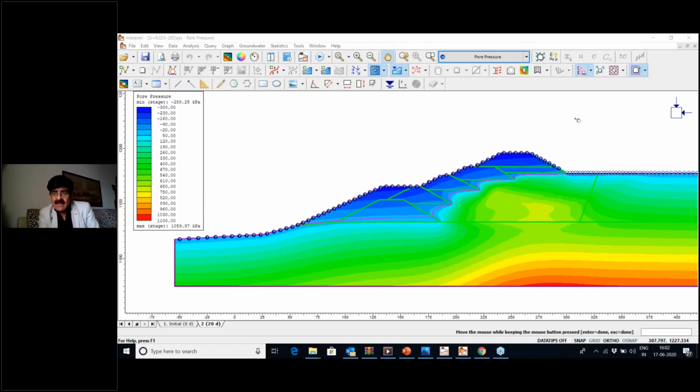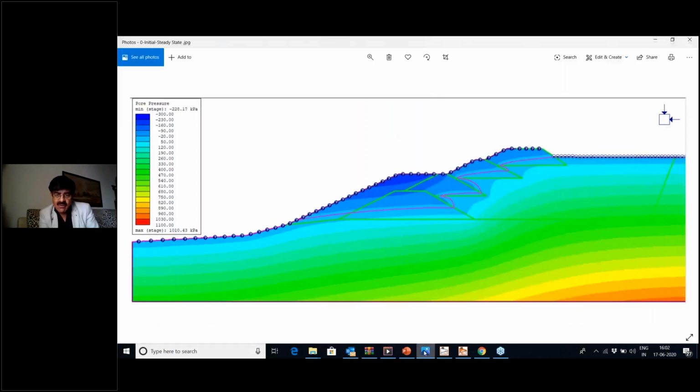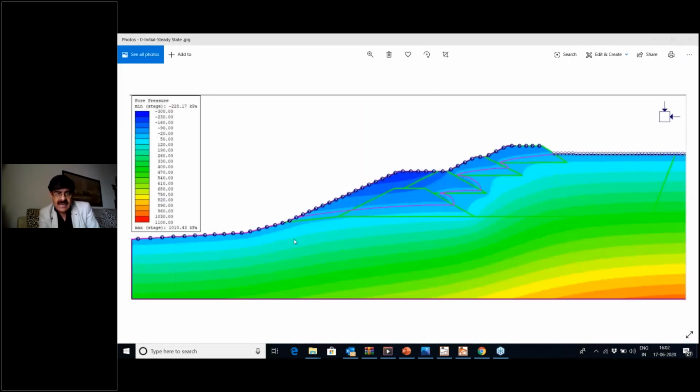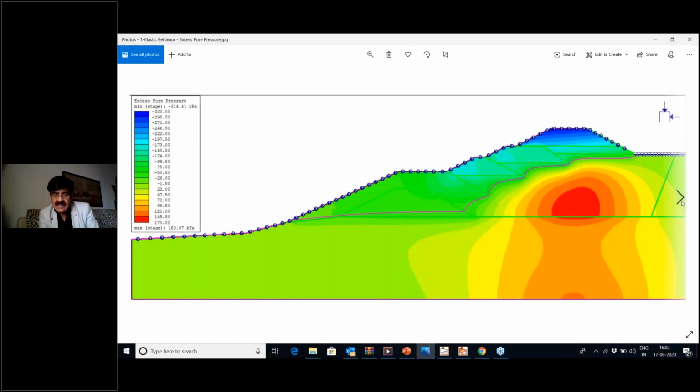So the results of this analysis are all shown here in the form of saved pictures, and this is the initial condition of the pore water pressure that you see. And here in the next picture, what you see is the excess pore water pressure, considering that the material is elastoplastic, the typical Mohr-Coulomb material, and if you carry out an analysis like that, the pore water pressure is 170.